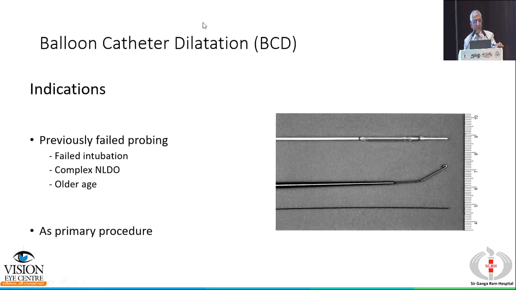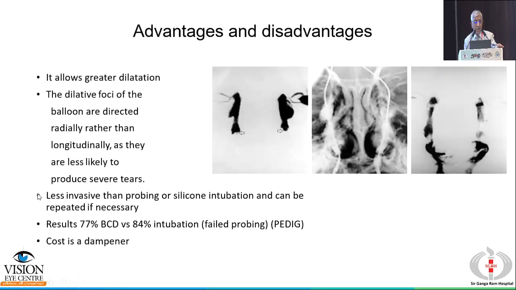Balloon catheter dilatation has been there for quite some time, but has been in use in specific cases only over this period of time. And it is used both in previously failed cases as well as primary cases. The advantage is that the dilatation forces are directed radially rather than longitudinally, and they are more effective and produce less tears. Now, the success rates of 77% versus 84% for intubation are not that great, and they are costly. So the use has remained rather selective.